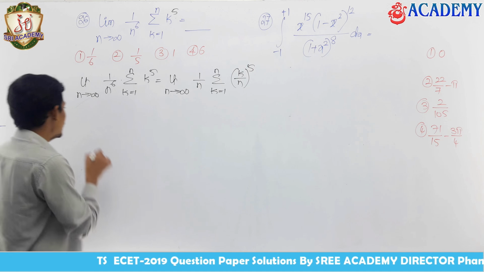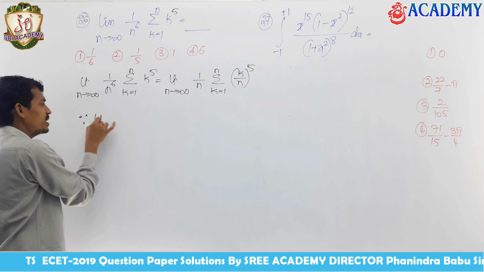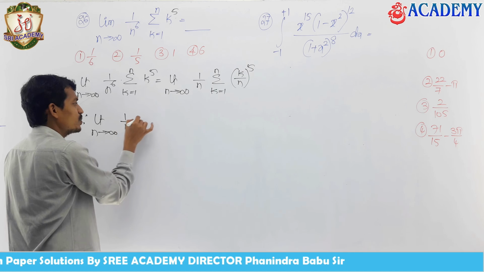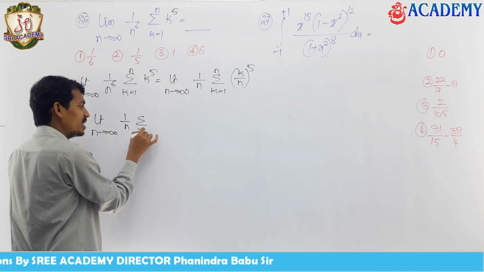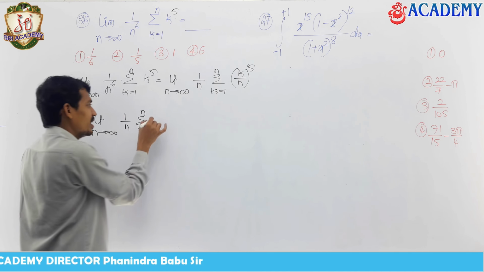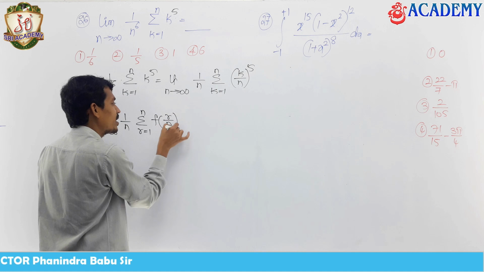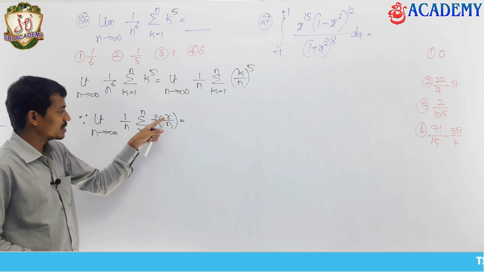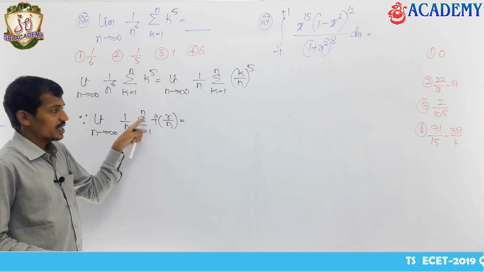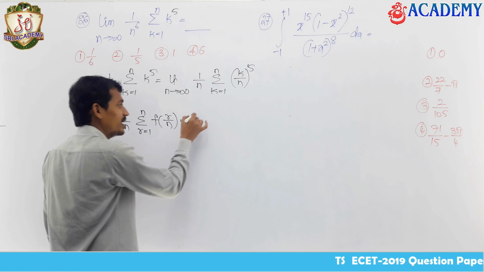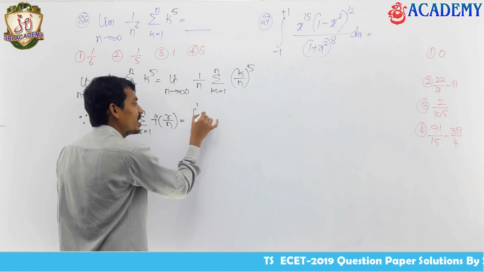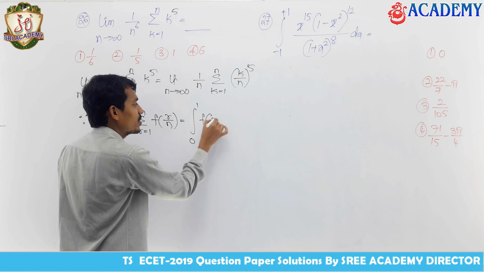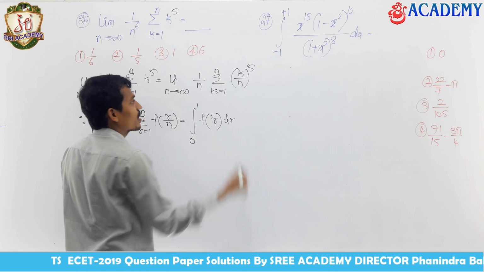See, one formula is there, that is limit n tends to infinity 1 by n into sigma r equal to 1 to n f of r by n. 1 by n must and should be there, and whatever sigma r is 1 to n, f of r by n, we can write as the integral 0 to 1 f of r dr.